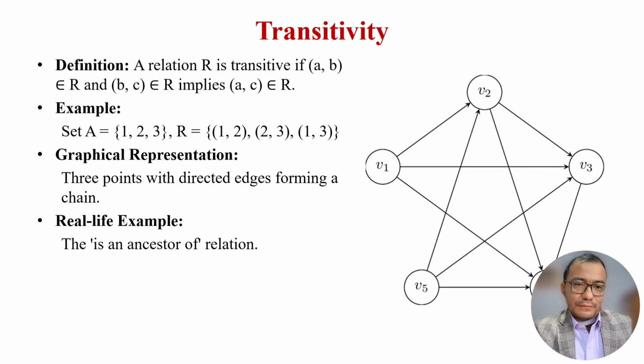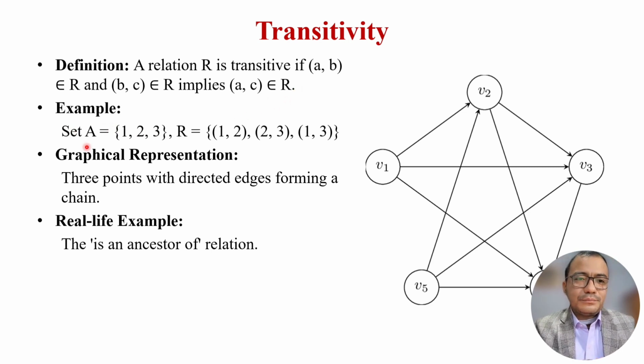Transitivity now. As a definition, a relation R is transitive if the pair (A, B) belongs to the relation R, and (B, C) also belongs to the same relation R. That implies that the ordered pair (A, C) also belongs to the relation R.